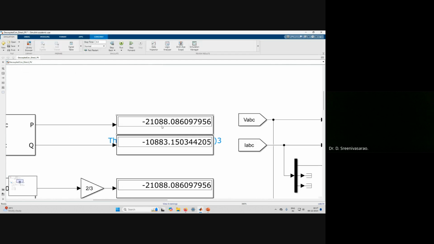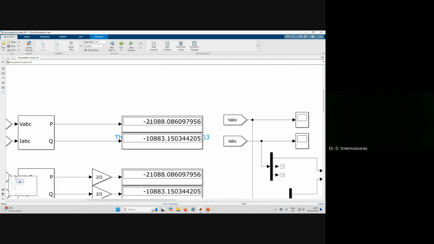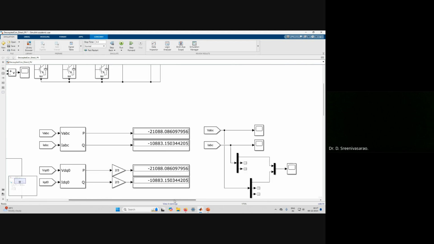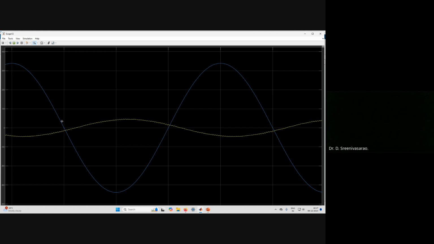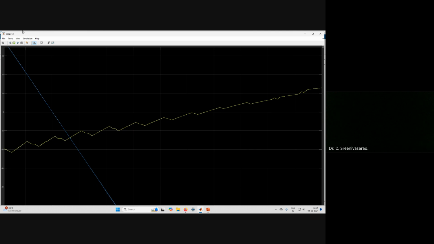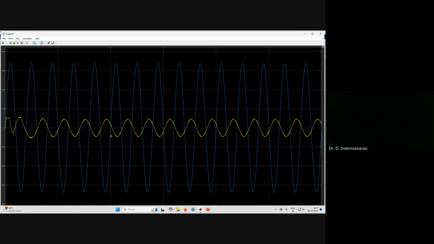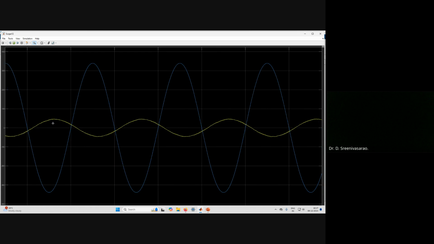See here, active power remains the same, 21,000. Reactive power is just around 10,000, it is maintaining. You can also see the voltage here. They are no longer in phase. You can see some small gap there, in this box. There is a phase difference because of the reactive power. You can see they are not in phase.